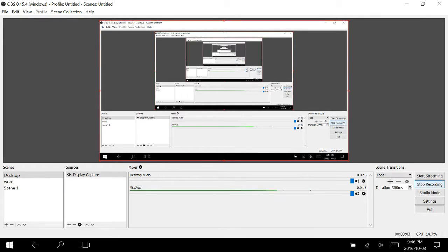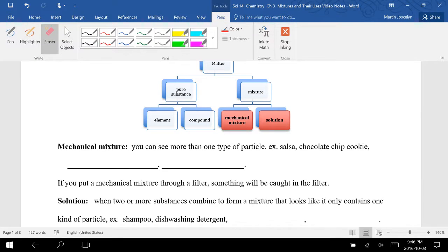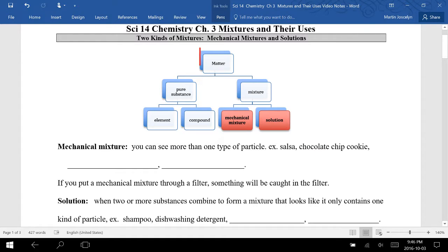Hello, Science 14. And today we're going to be talking about mixtures and their uses. So we started talking about matter, and matter was broken up into pure substances or mixtures.